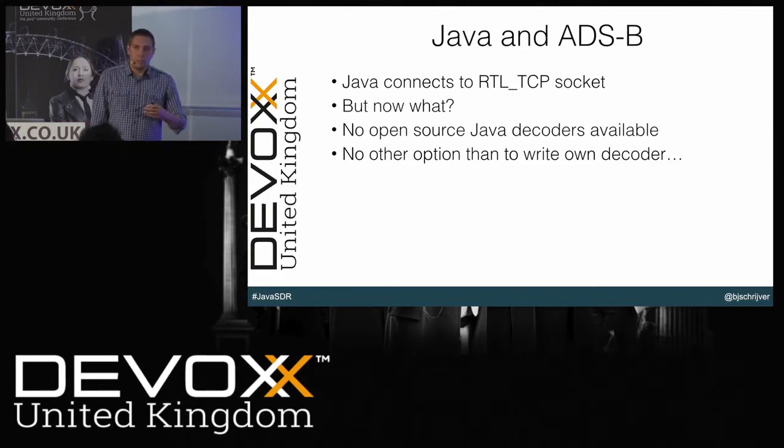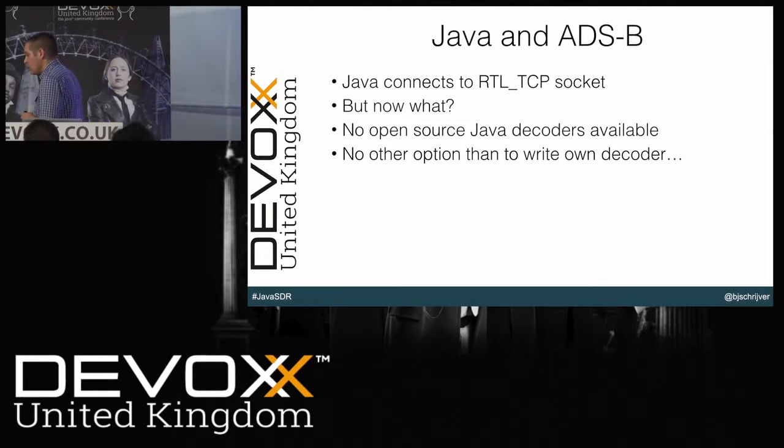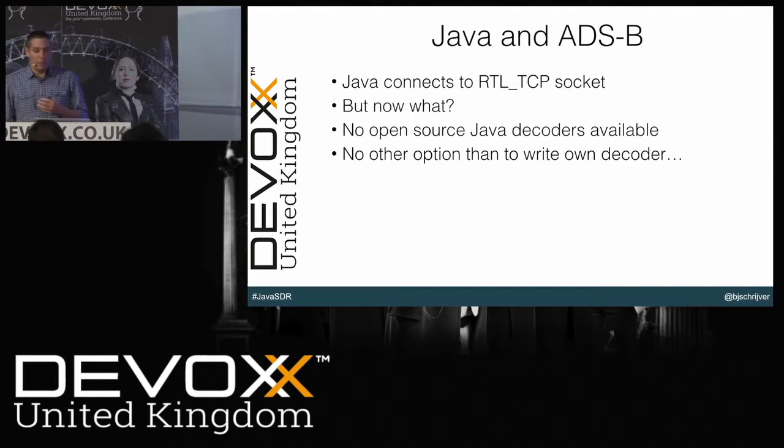There are some closed source decoders in Java. They're basically a jar you can download and put on your machine, it connects to your RTL TCP socket, and then starts transmitting this data to some site on the internet, sites like planefinder.net, who aggregate all this traffic from all over the world. So there are closed source, but there are no open source decoders. I'd really love to start tinkering with it in Java. So what can I do?